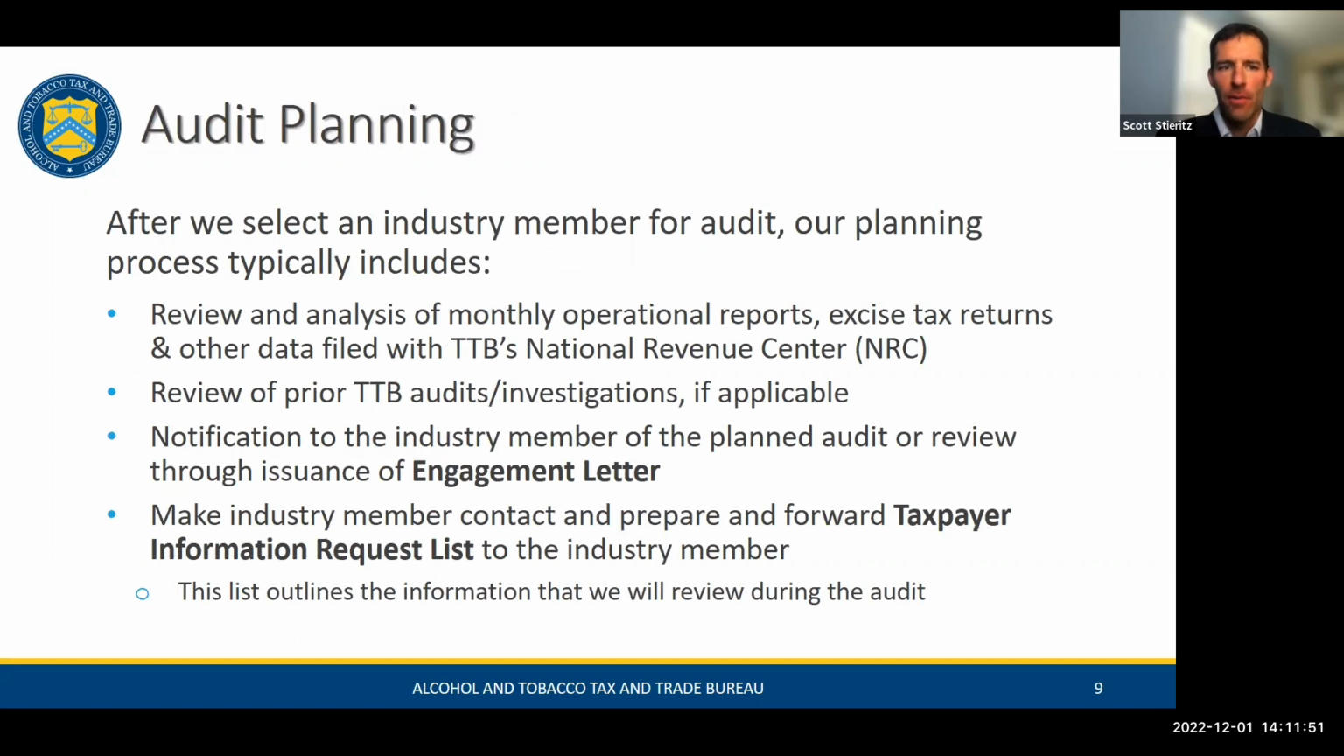Okay. As I noted before, we will discuss each of the audit processes in more detail, beginning with audit planning. After the industry member is selected, our planning process typically includes some of the following. We review and analyze the monthly operational reports and tax returns. For example, we foot and cross-foot all monthly reports and semi-monthly tax returns for mathematical accuracy. We also perform analytical procedures on information reported on the monthly reports. Lastly, we perform reconciliations of taxable removals and we recalculate tax rates.